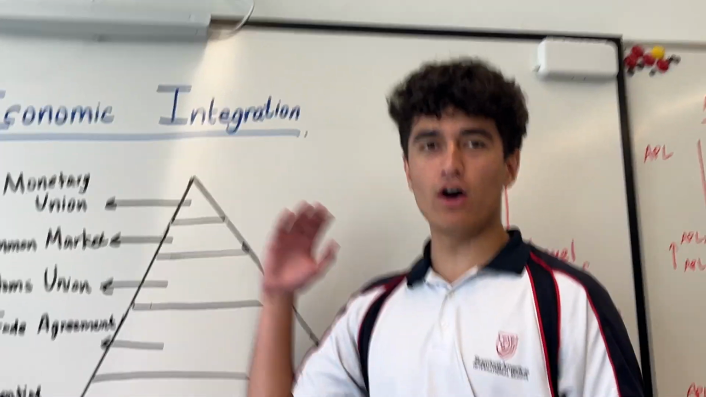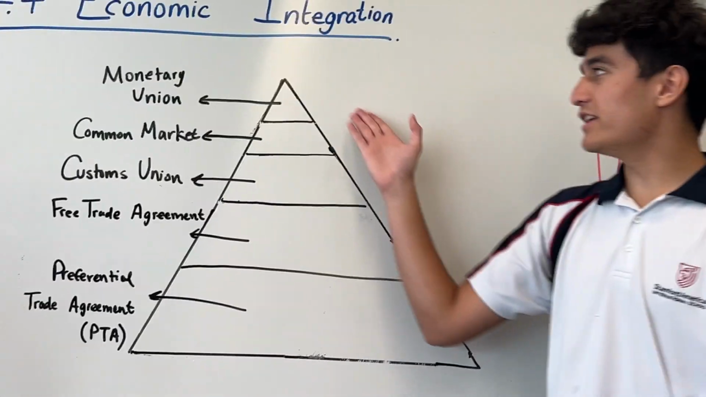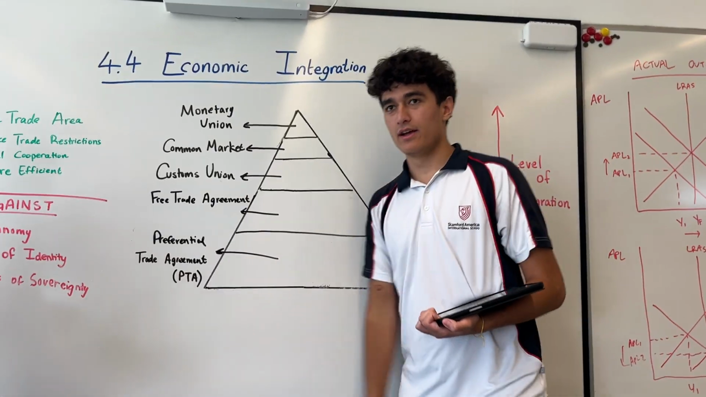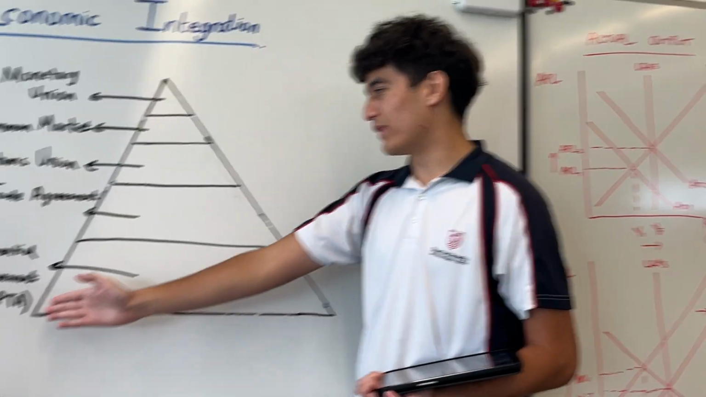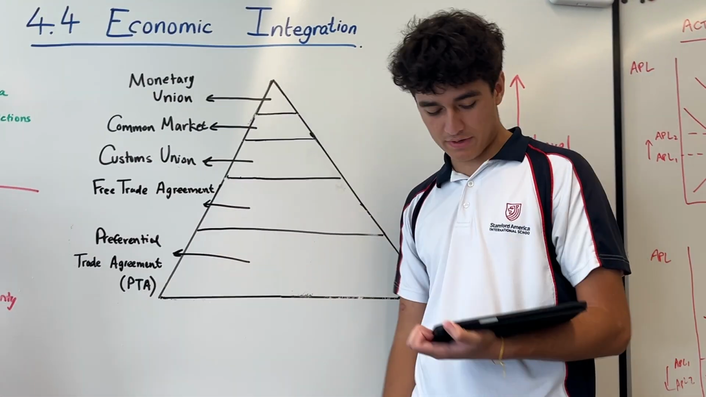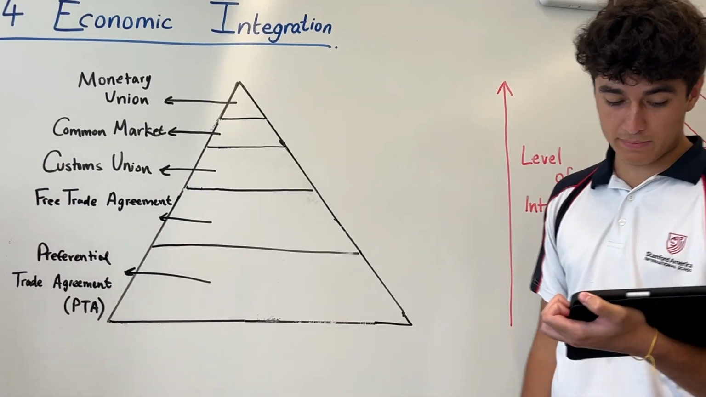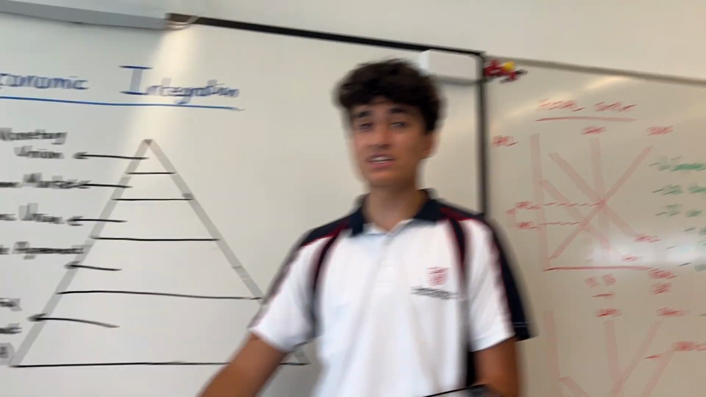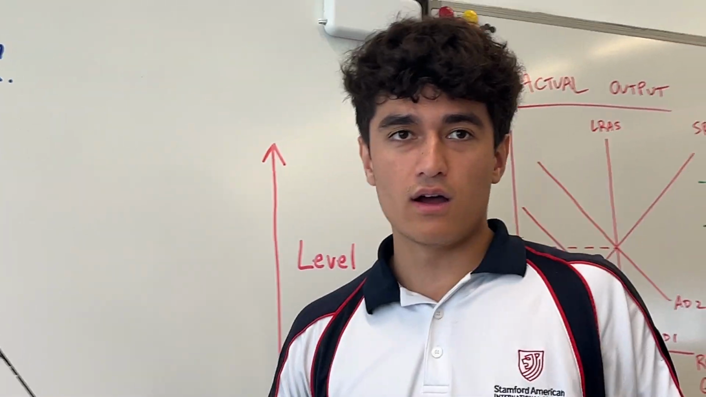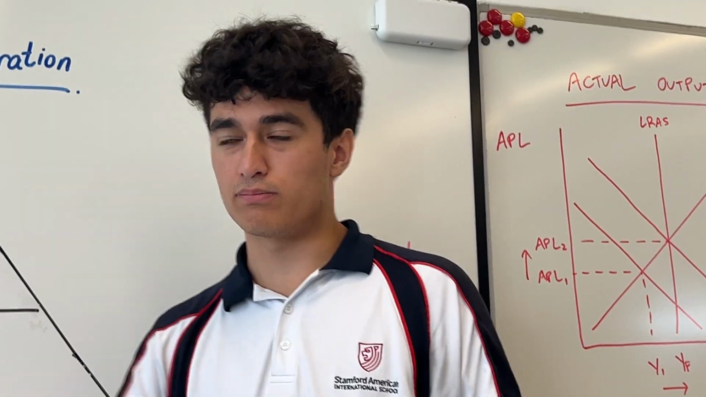Okay, moving on to the economic integration pyramid. The level of integration increases as you move up levels. So the lowest level of integration is a preferential trade agreement, which is an agreement between two or more nations to remove forms of protectionism and protectionist policies on certain products.